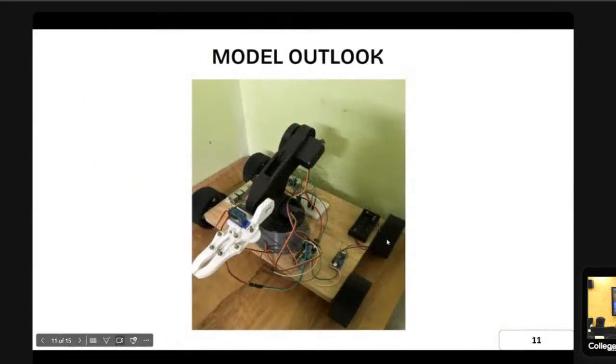This is how the final outlook of our model looks. We can see the four-wheel chassis of the robotic vehicle, and the robotic arm mounted over it. This is our core part, the Raspberry Pi. We also have the MQ135 gas sensor, and the Raspberry Pi camera module is situated on the robotic arm for live monitoring.